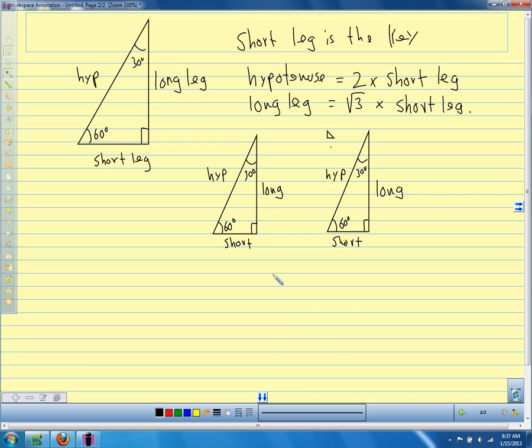So what our rules are telling us is to go from the short side to the long side, we multiply by the square root of 3. To go from the short side to the hypotenuse, multiply by 2.